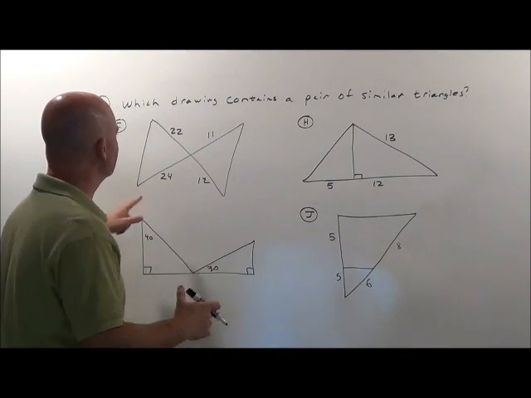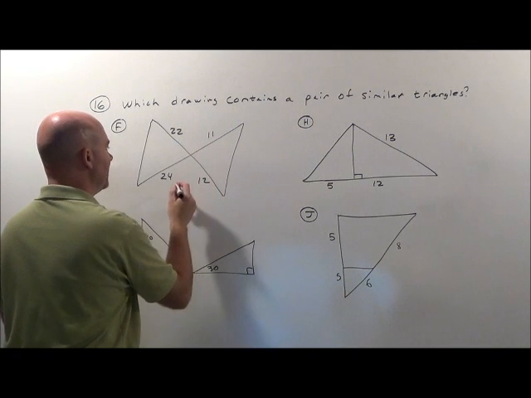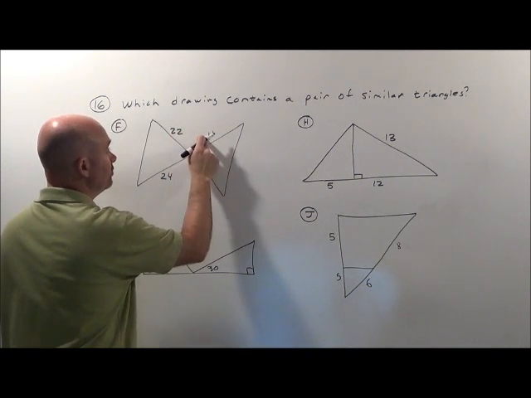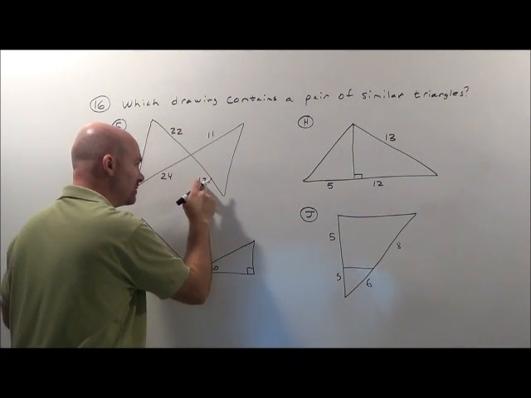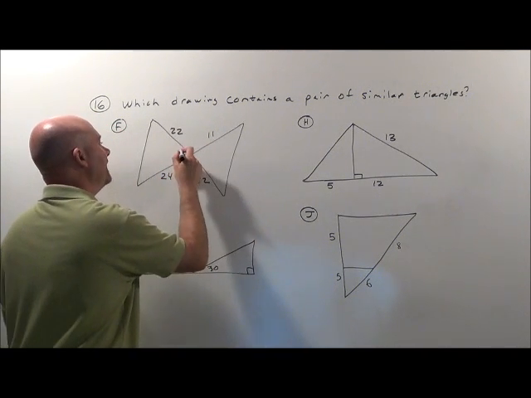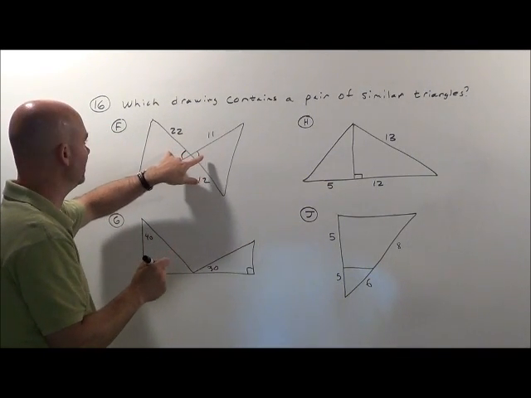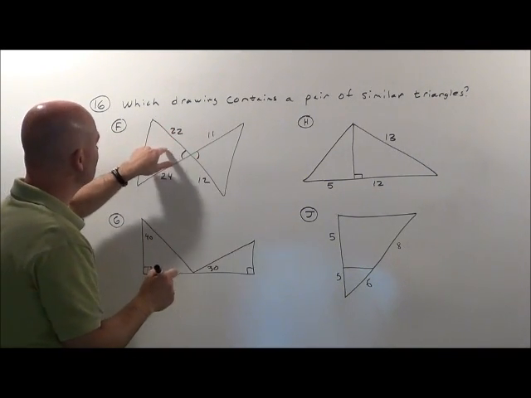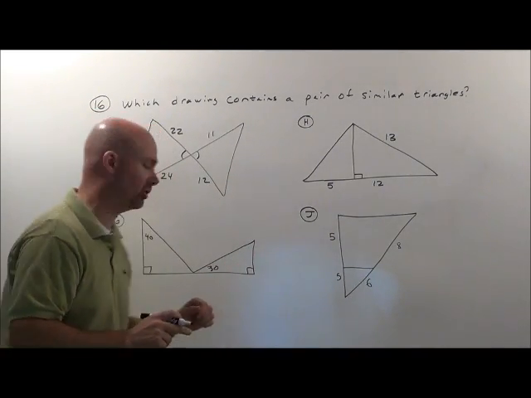Now, when I first look at this one, I notice that 22 and 11 set up a nice ratio, 22 to 11. So for every 2 this is, that's 1. For every 2 that is, that's 1. That looks great. Also, the important part is they have a vertical angle that matches here. So in this case, that's looking promising. But I want to go through and see why the others aren't going to work.